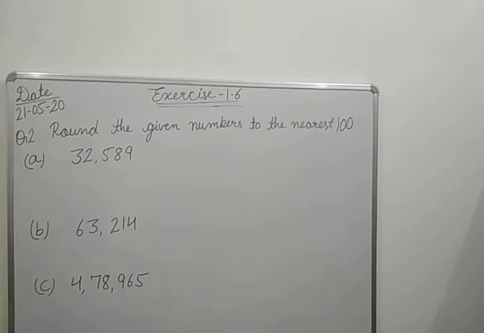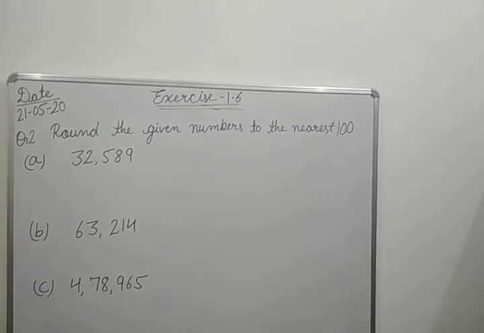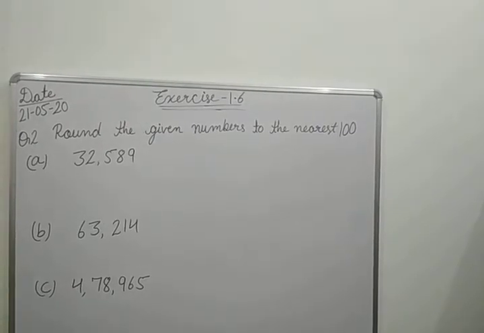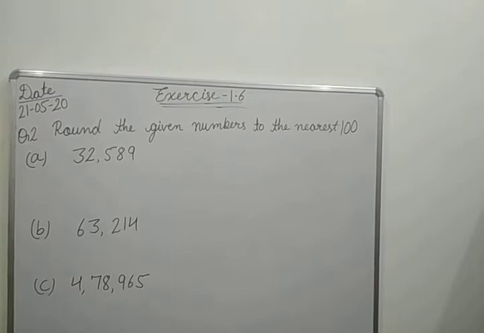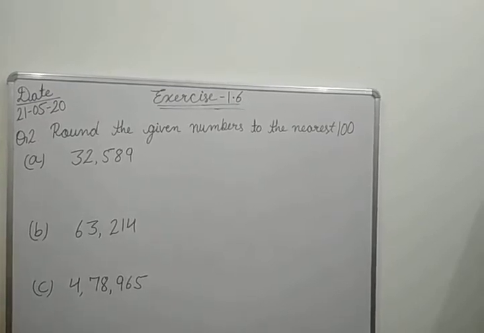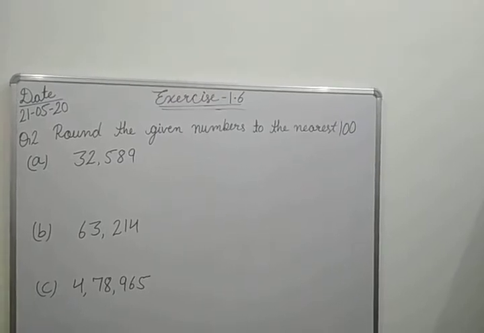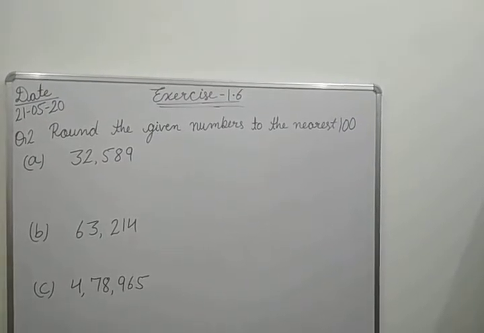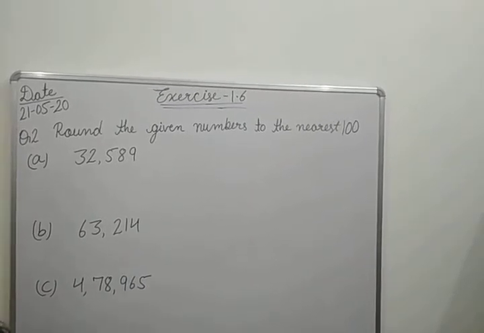Same rule. It means when our tens digit is less than 5, replace the tens and ones digit by 0. Keep the other digits same. Okay? It means our tens digit is less than 5, replace the tens and ones digit by 0, and the remaining digits we will write same.